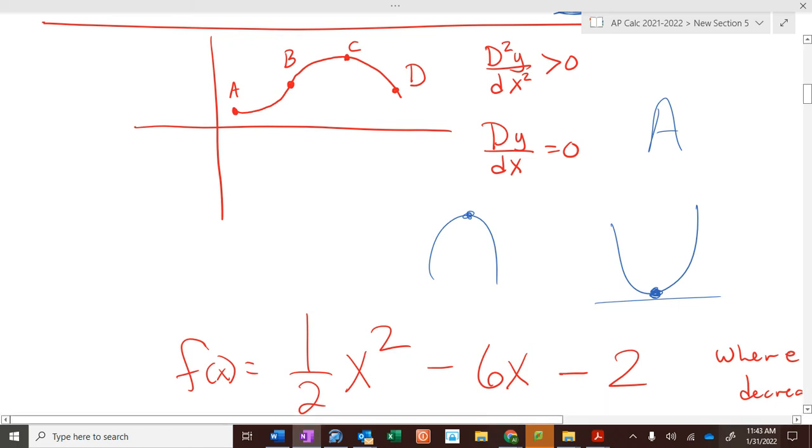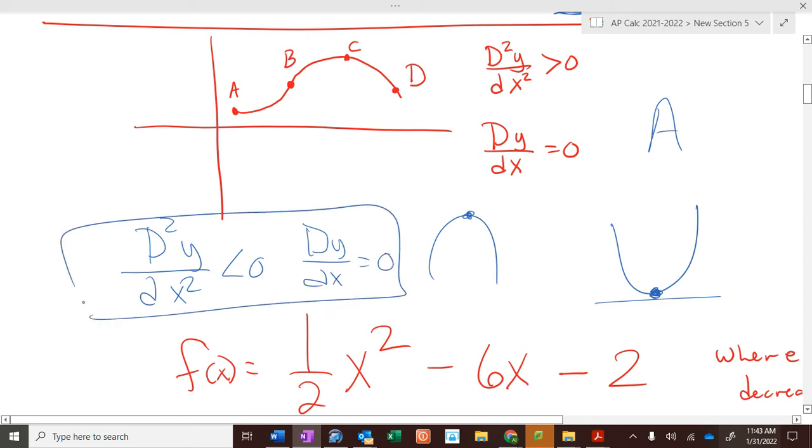Yes, Trey. If the d2y over dx2 is greater than or equal to, or greater than sign of zero, the switch, would it be concave down? Yes. And what if that said this? If it said this, what letter would it be? C.